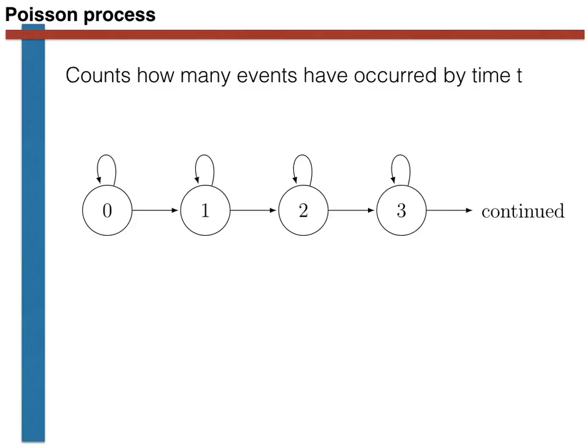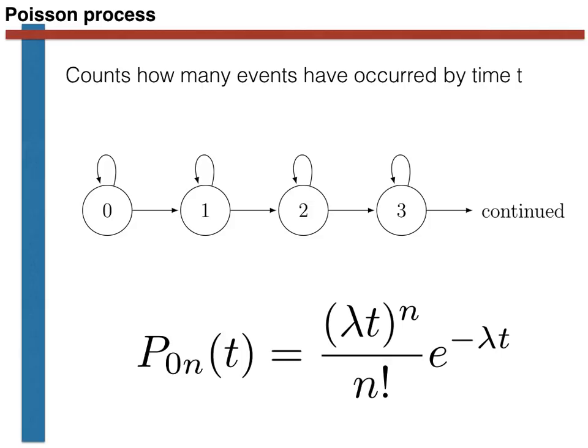In addition, elsewhere on my website, you can find videos that take you through the process of deriving the jump rate matrix for this chain, and also for solving the associated differential equations. The net result of all this maths, however, is the expression shown at the bottom of the slide that tells us the probability that exactly n events occur during a time window of length t.